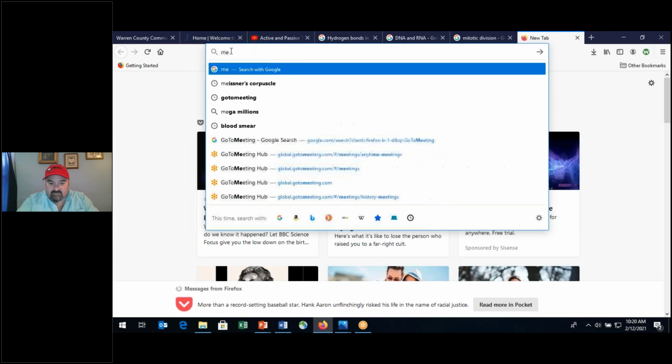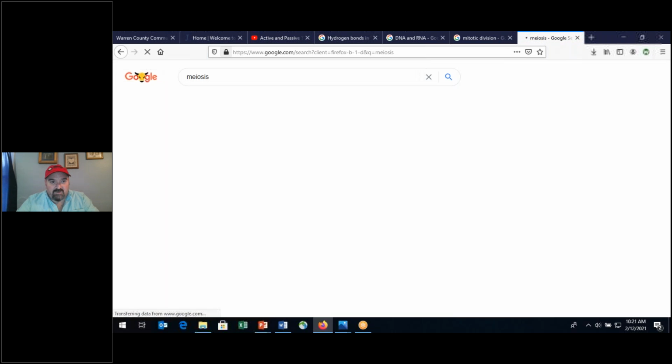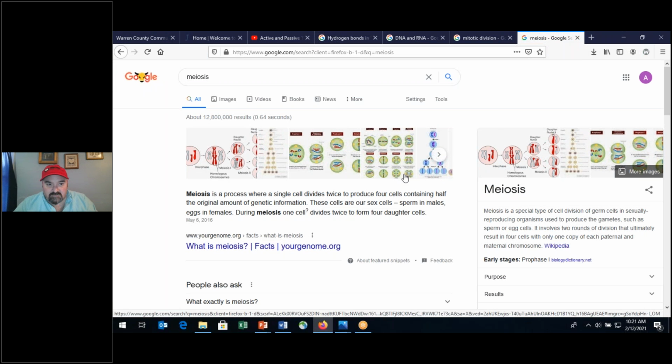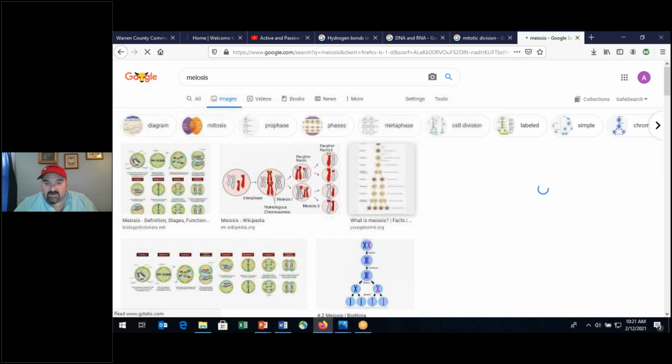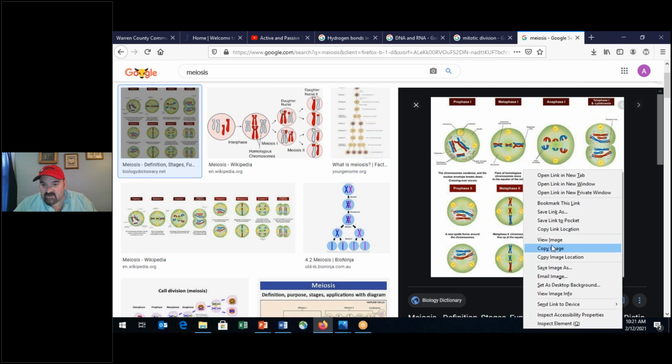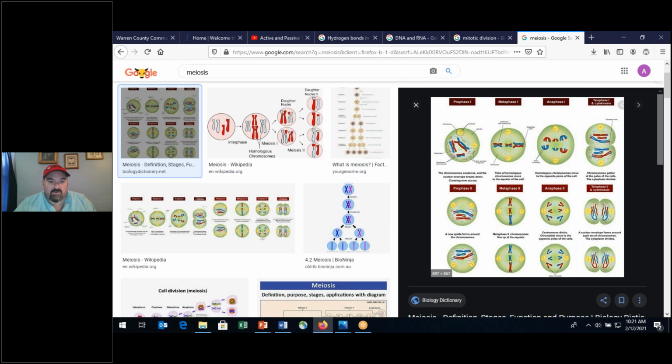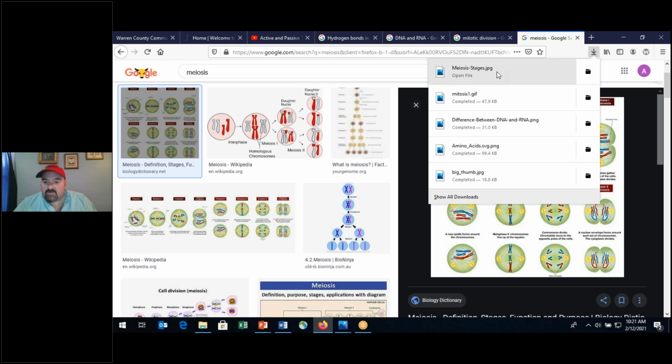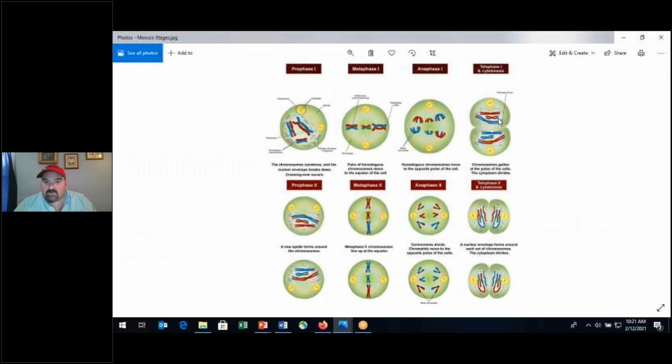Now, meiosis. In meiosis, what's taking place is that it's like you have two divisions taking place, okay? Two divisions, and we're going to create four individual cells at the end.